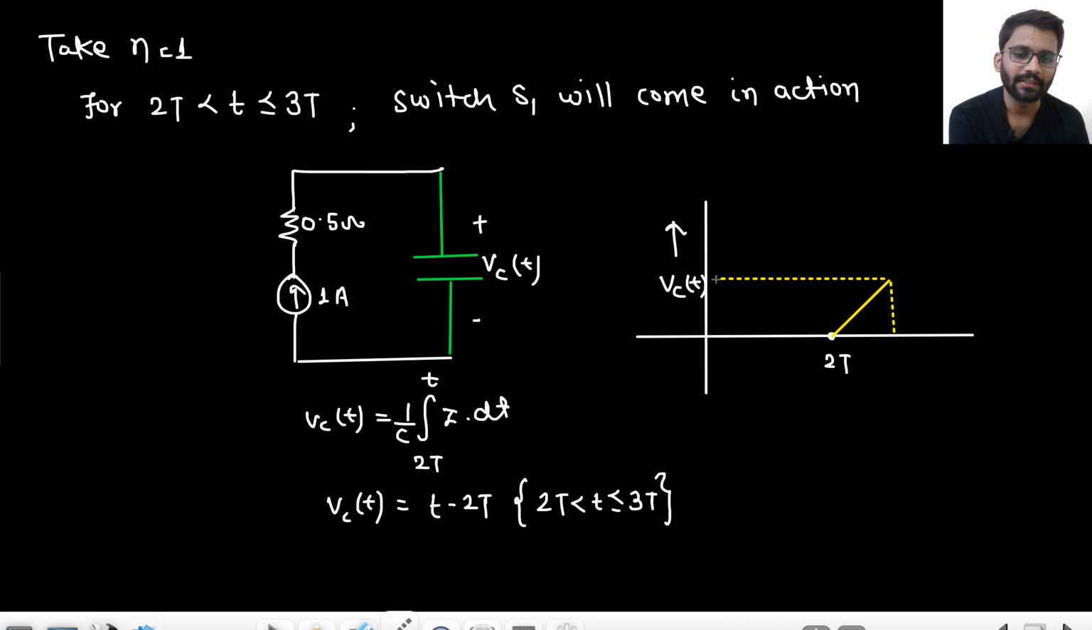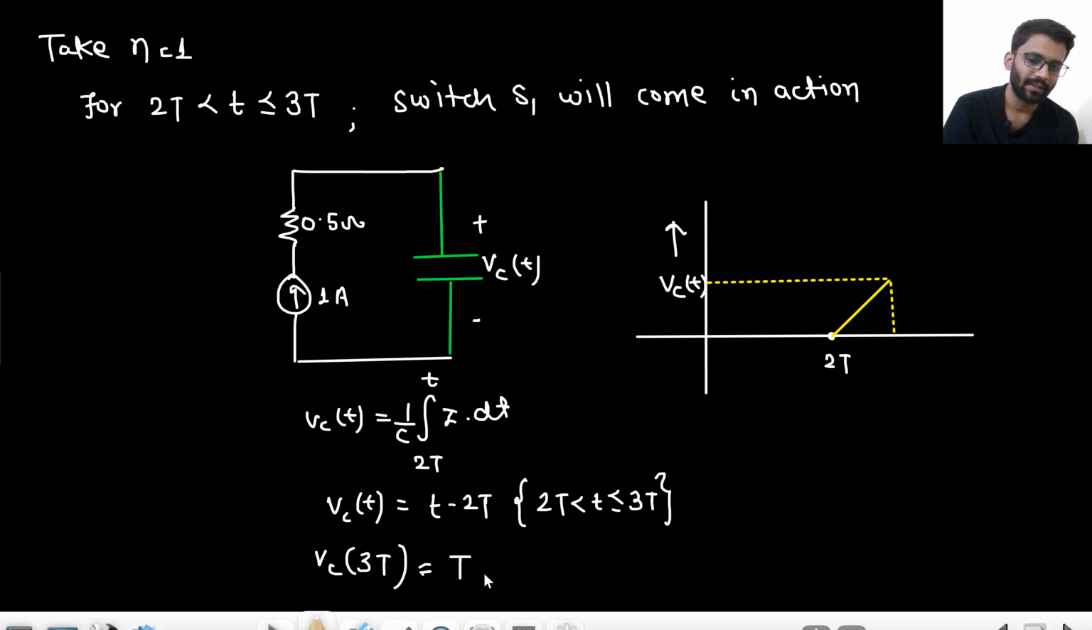And how much charge has it developed? T charge only. Because at 3T, what will you have? Vc at 3T, what will you have? 3T minus 2T, that is T only. T volts, right? So from 0 to T volt it will develop. Right? Now what will happen?